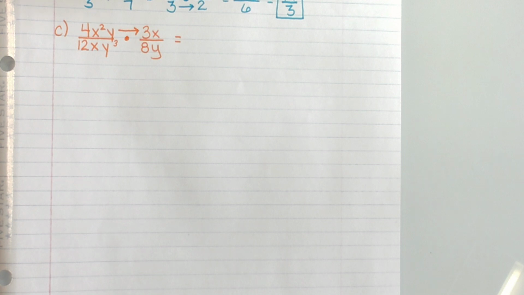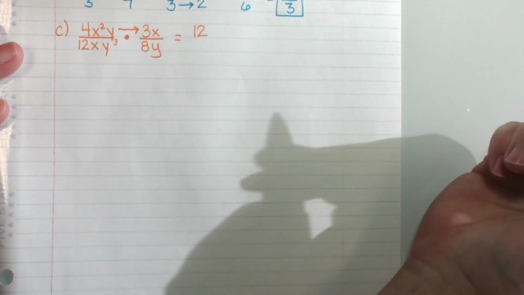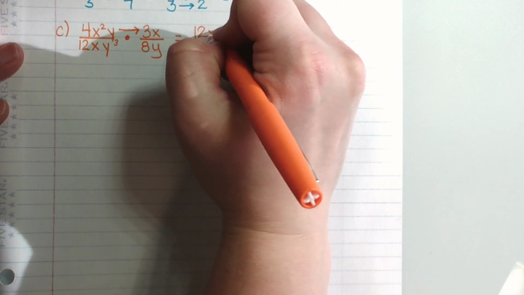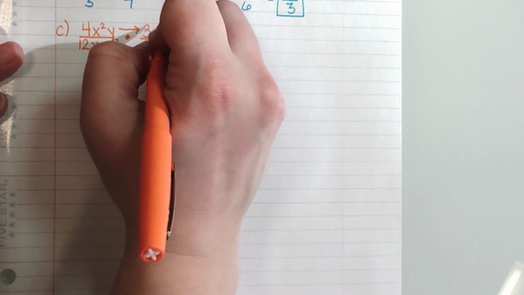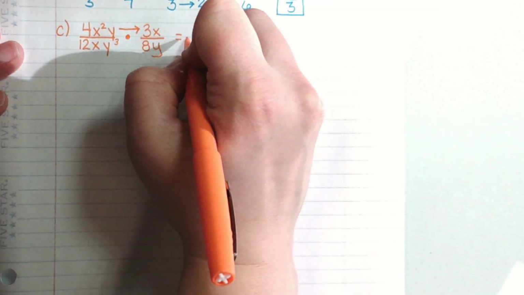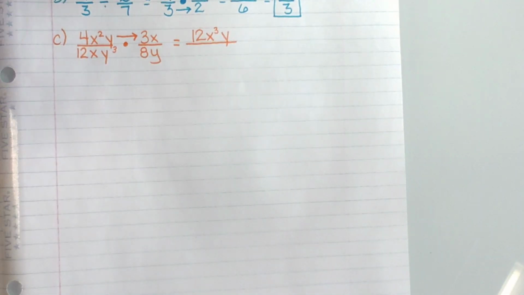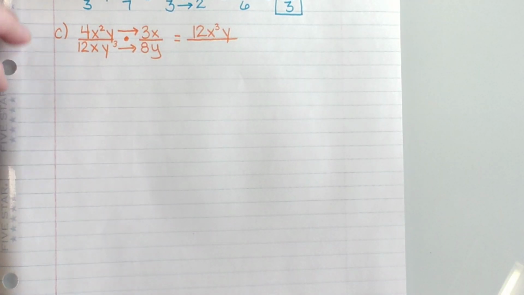4 times 3. 12. I got an x squared and an x. X to the third power, because when you're multiplying variables, you add their exponents. The invisible exponent there is 1. And then I got a y. That's not multiplying by any other y's, so it's just y. Do the same thing in the denominator. 12 and 8.